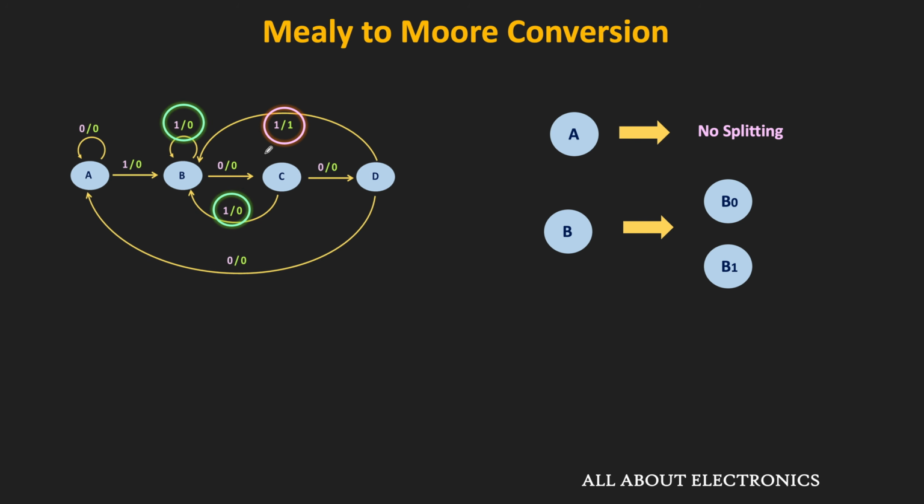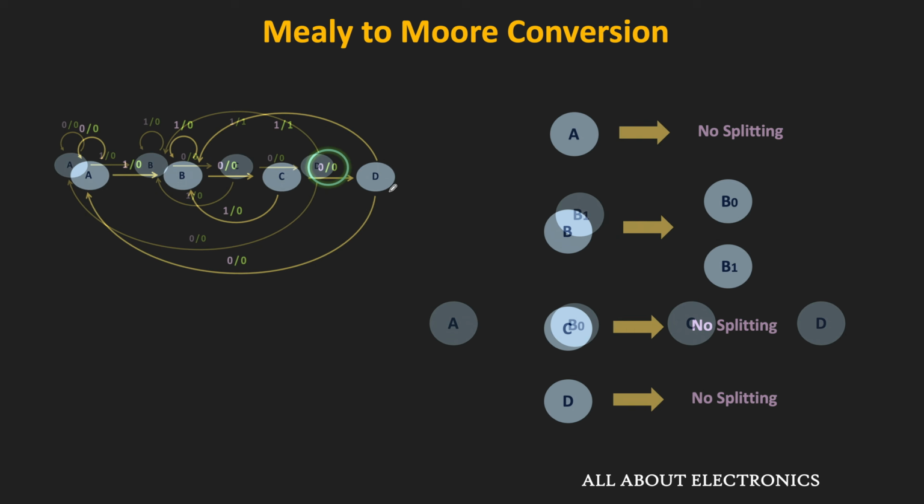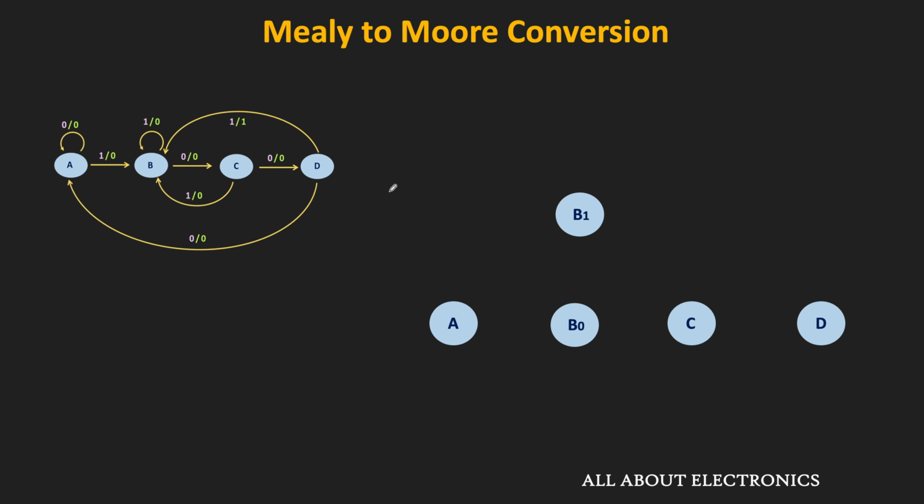Similarly, now let us see the C state. In the C state, we have only one incoming transition, and that's why there is no need to split this C state. Similarly, now let us see this D state. Once again, there is only one incoming transition, and that is why there is no need of splitting this D state. So in this way, we will have a total of 5 different states. Now, out of these 5 states, in the A, C and D states, if you see all the incoming transitions, for all of them the output is 0.